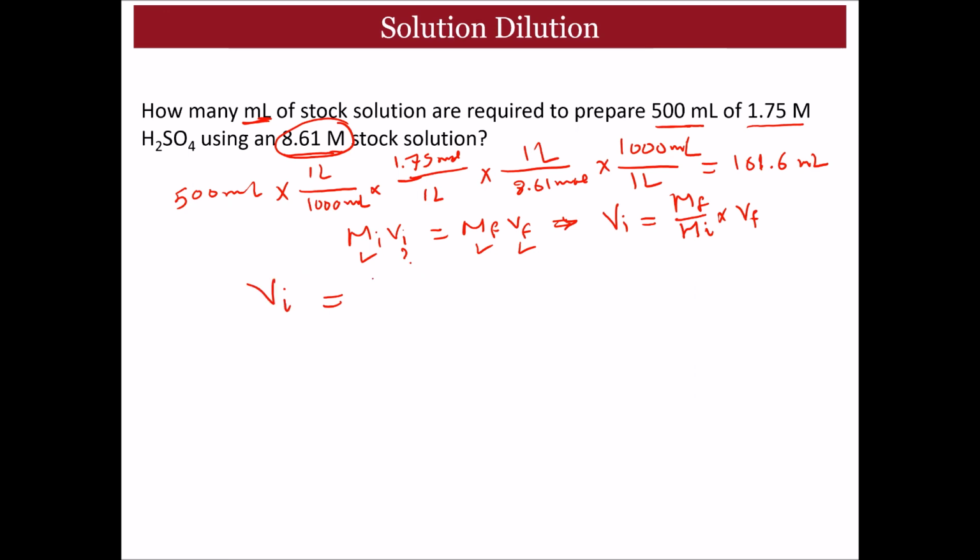So it's going to be 1.75 molar, which is the final molarity, divided by 8.61 molar, the initial molarity, times the final volume, which is 500 milliliter. And that should effectively give you the same answer.